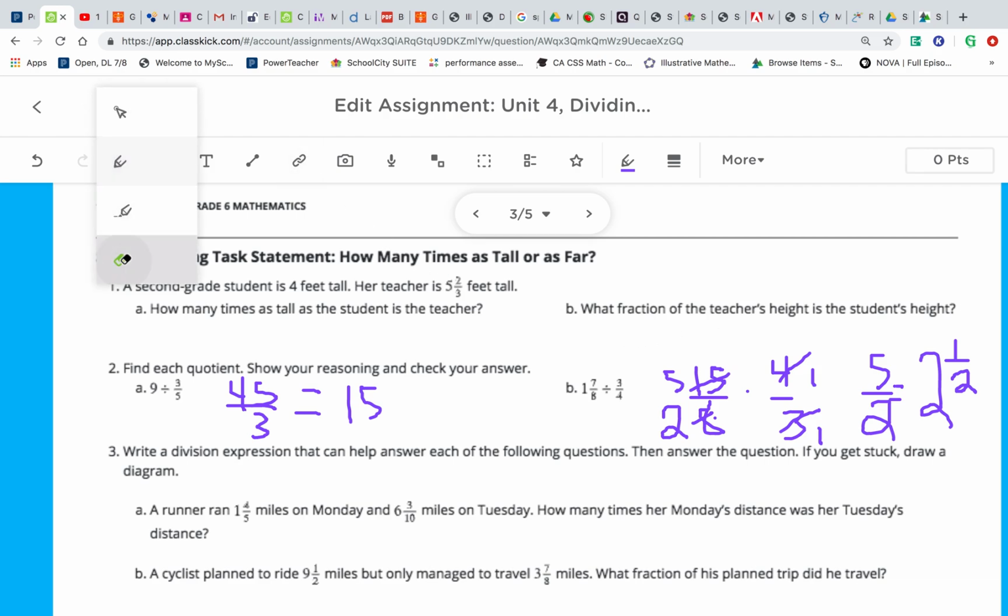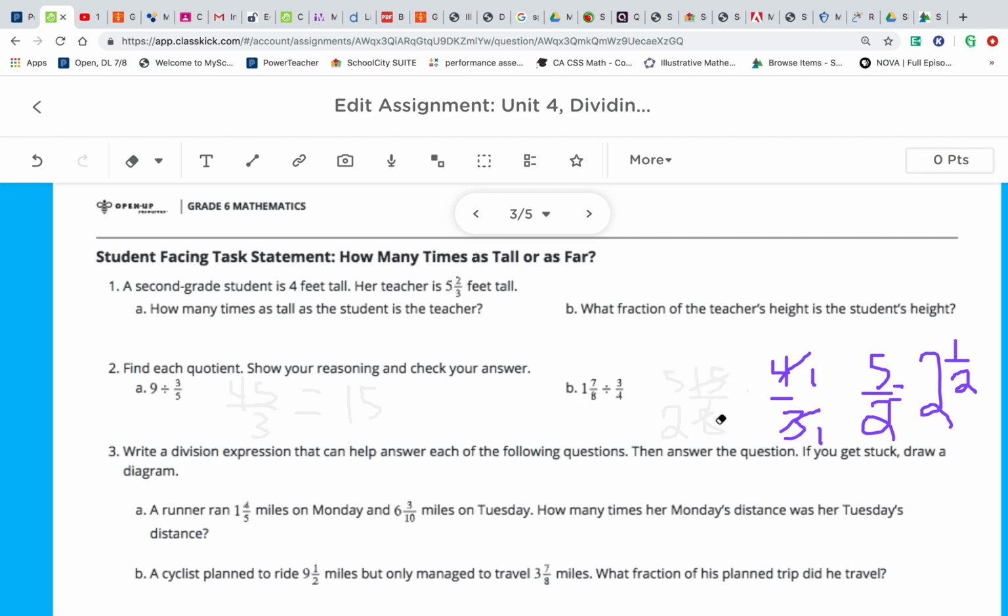Okay, so let's go ahead and look down at number 3. I'm going to go ahead and erase while I do that. Number 3 says to write a division expression that can help answer each of the following questions. Then answer the question. If you get stuck, draw a diagram, but they're not asking you to do that automatically.